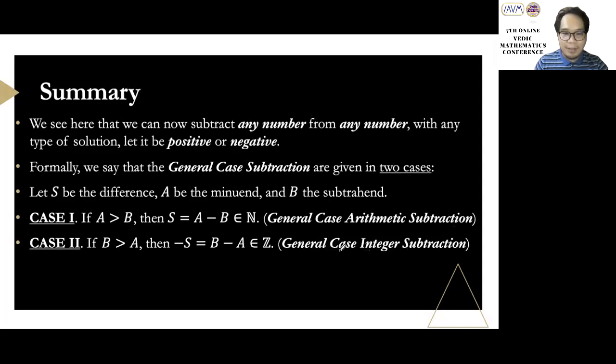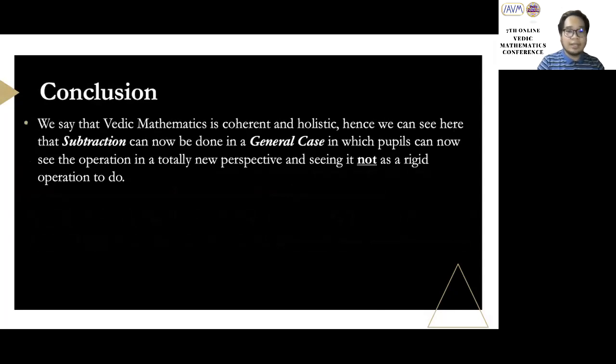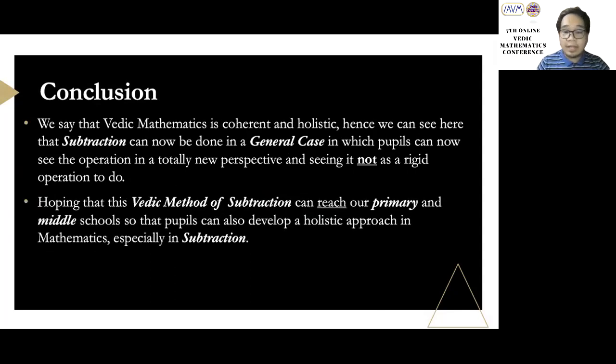And hence the summary of this paper. So, some conclusions. We say that Vedic maths is coherent and holistic. Hence, we can see here that subtraction can now be done in the general case, which pupils can now see in a totally new perspective, not as rigid as we conventionally know it. Hoping that this Vedic method of subtraction can reach our primary and middle schools, so that pupils can also develop a holistic approach in mathematics. Hopefully sooner than later.